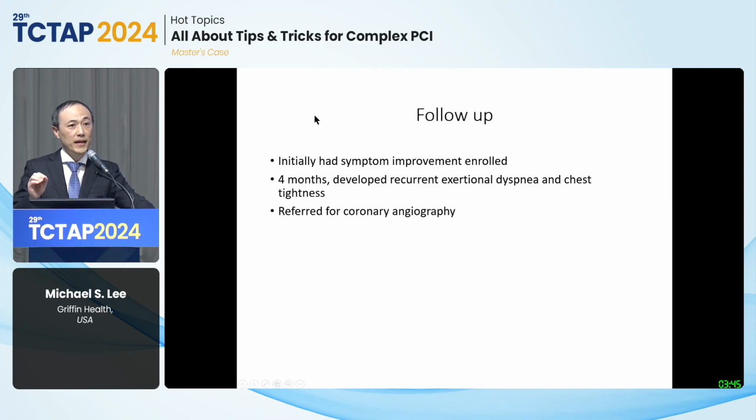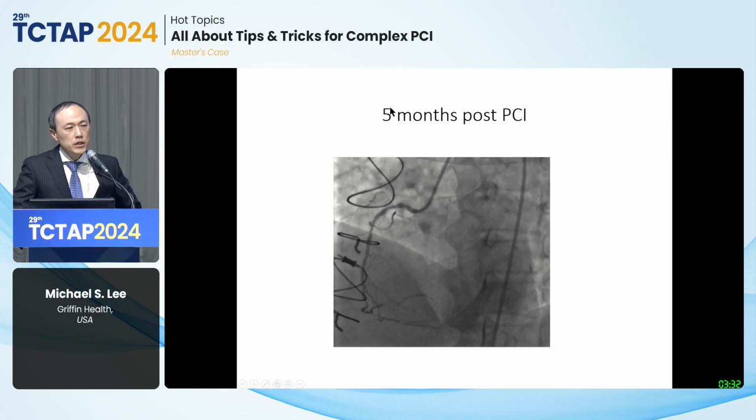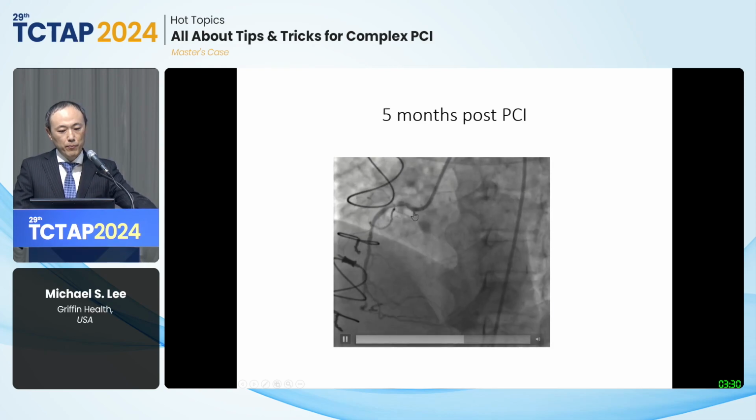So initially the patient did better, but at 4 months follow-up had recurrence of symptoms of ischemia, including dyspnea on exertion and angina. So she was referred for coronary angiography, and that's where the patient was referred to me. So at 5 months, you could see here at the proximal segment of the RCA where the previous stent was implanted, there's a focal stenosis here.